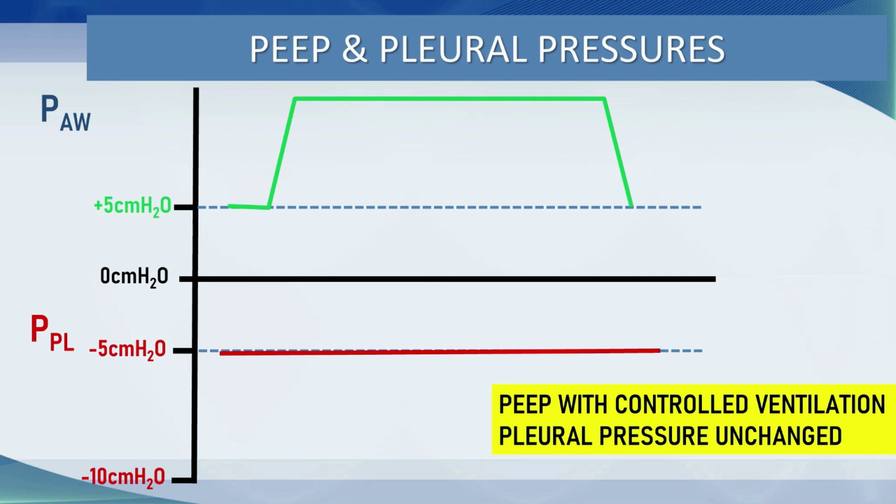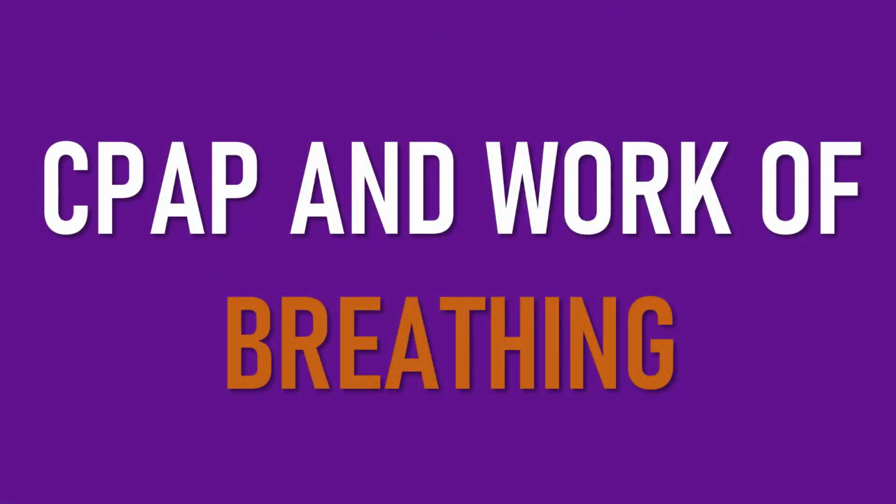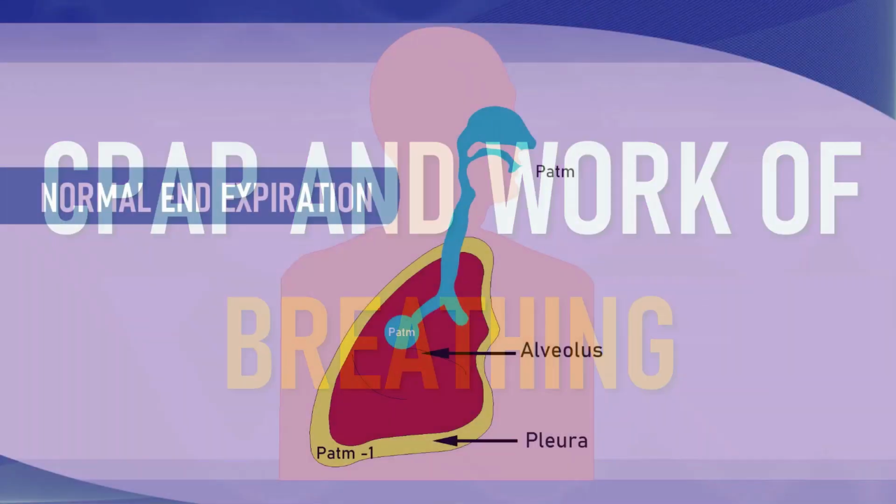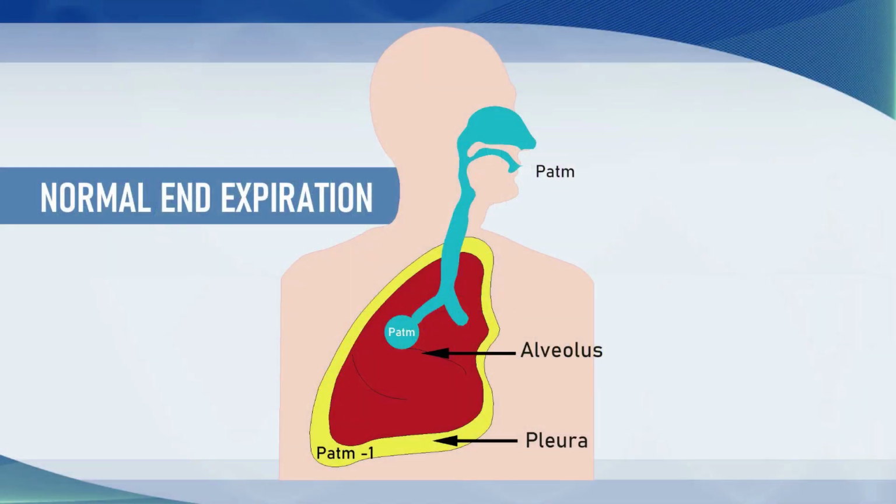Now that we understand the impact of pleural pressures on airway pressures, let's have a look at a specific problem, and that is CPAP and the work of breathing. Here's a patient at end expiration. And we'll start here with the concept of atmospheric pressure. Atmospheric pressure we generally call zero, but realistically it is wherever you are in the world.